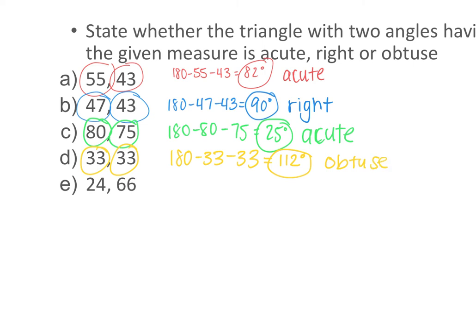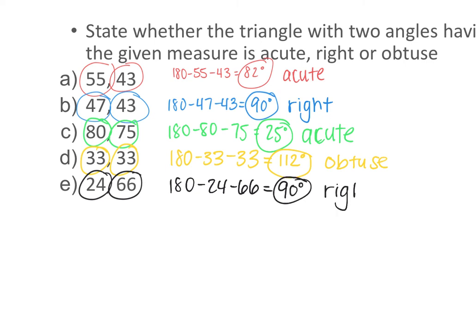And the last one, we've got 24, 66. 180 minus 24 minus 66. 24 and 66 gives me 90, so I get 180 minus 90, which is 90 degrees, and that is a right triangle. Okay? Pretty simple when you break it down like this.